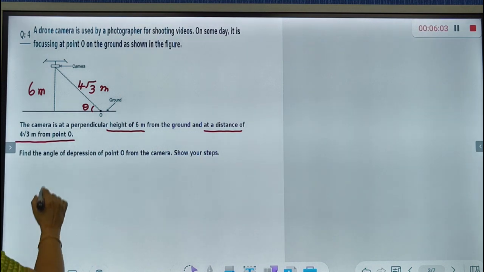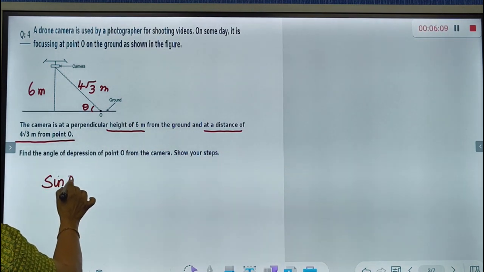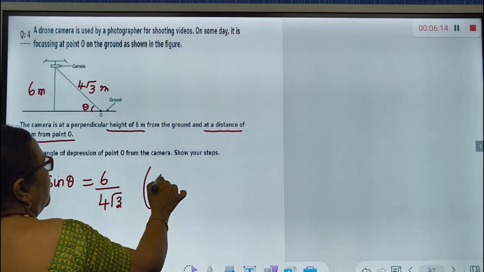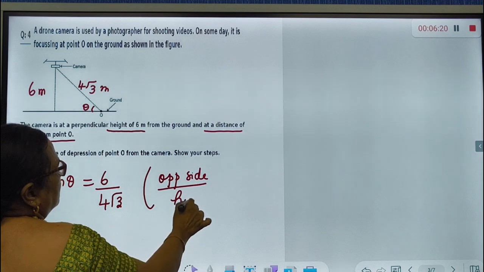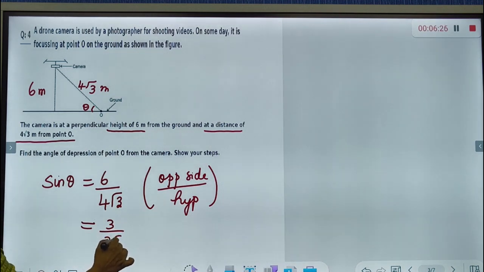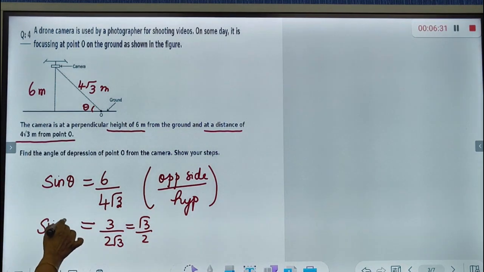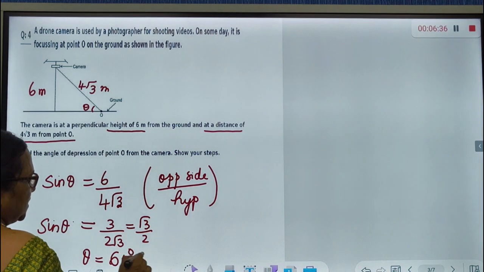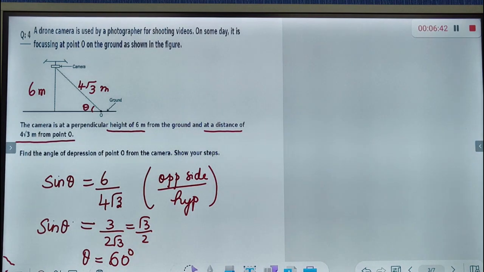Now, what will be theta? What is the relationship between these two? Sin theta is equal to 6 by 4 root 3, opposite side by hypotenuse, which is 3 by 2 root 3, which is further root 3 by 2. If sine theta is root 3 by 2, theta is equal to 60 degrees, because you know sine 60 is root 3 by 2. So angle theta is 60 degrees.